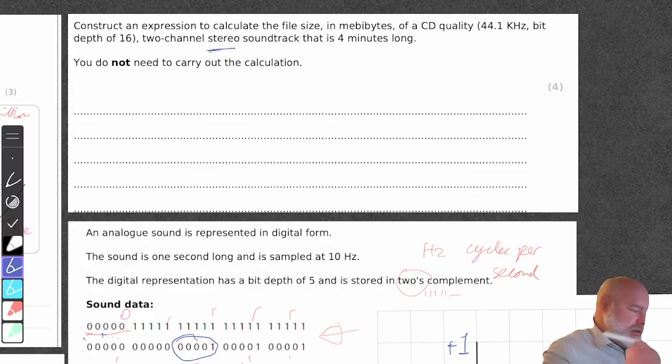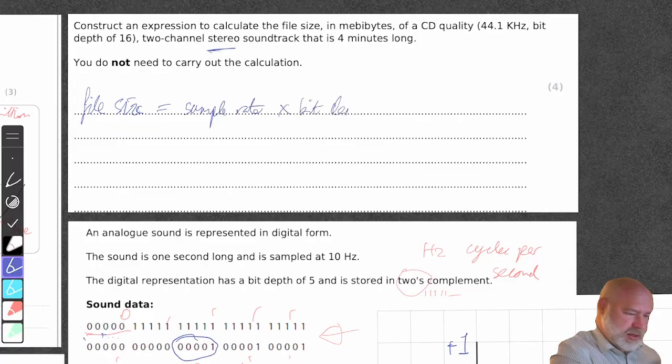So we knew that file size equals sample rate times by the bit depth times recording length. All right. Before we start converting to megabytes, let's just get the file size and then we can do the conversion to megabytes. So the sample, we know the sample rate, don't we?